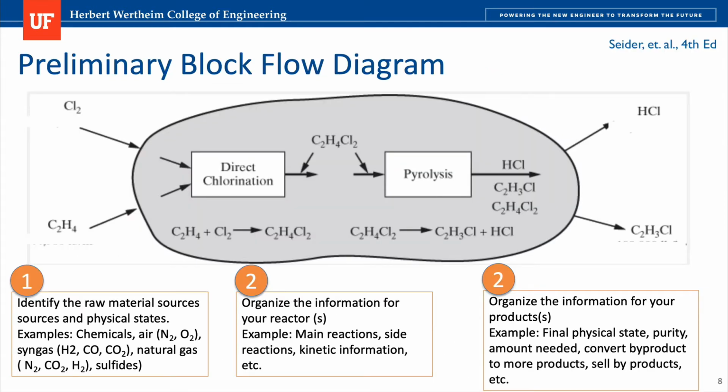So when you start building, before you start simulating, the first thing that you do is to create a preliminary block flow diagram. This is a very holistic overview of what the design will look like. I like to do this on a piece of paper or maybe on a presentation slide. And the idea is that you can envision where your goal is. So you need to identify the raw material sources and physical states.